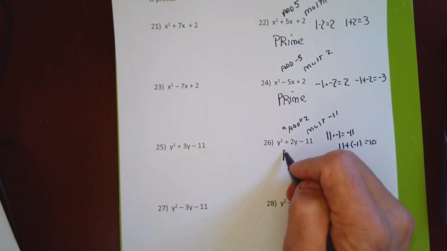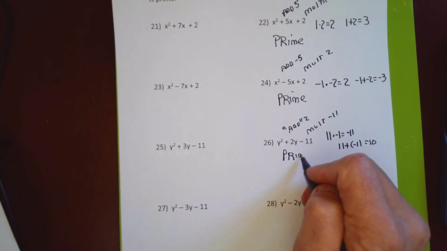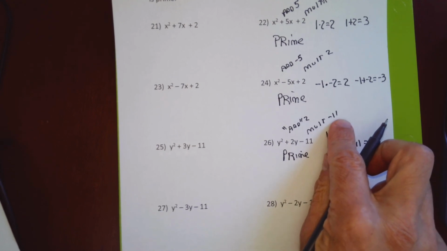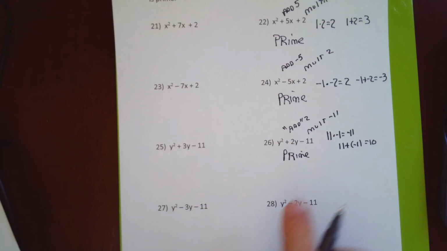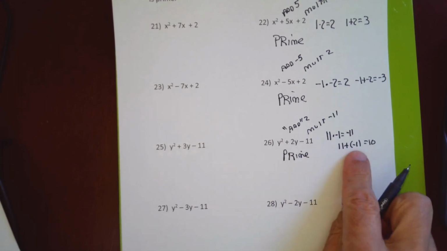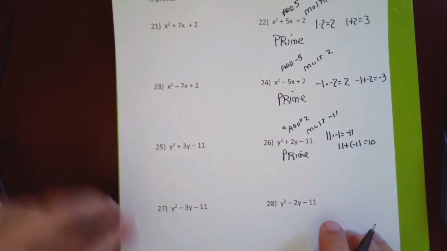So this one's also prime. There's no pair of numbers that do both things simultaneously. Multiply to negative 11, big number plus, small number minus, add to 2. It's really subtraction here. When the signs are different, the adding is net subtracting.